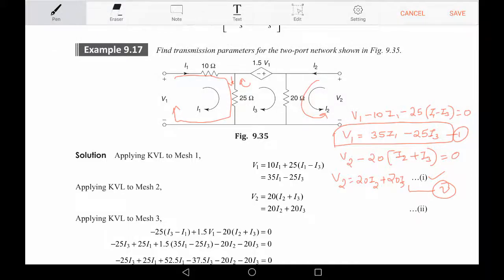Here we have equation number 2 and 1. We have V1, but what we want is V1 and I1 in terms of V2 and I2. Only then can we write the transmission parameters. So the next step is to write the mesh equation for our third mesh. There is a resistance of 25 ohm, and the current flowing through the 25 ohm resistor is I3, so we write minus 25 into I3, with I1 in just the opposite direction. Then looking at the direction of I3, there is a voltage source and we enter its negative terminal, so plus the value of the source, 1.5 V1. Again a resistance, so minus 20 into I2 and I3, both the same current, so I3 plus I2 equals 0.